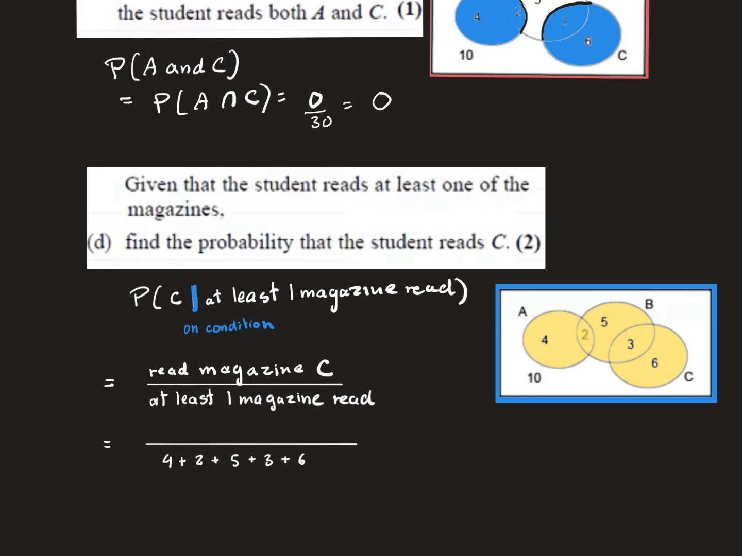And now, how many people read the magazine C? That would be, if I draw this in another color, people in here and in here. So we've got 3 plus 6. And that will give me 9 out of 20. And this cannot be cancelled down anymore. So that is the answer.